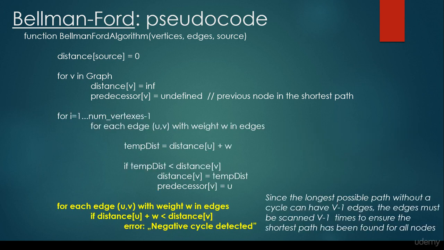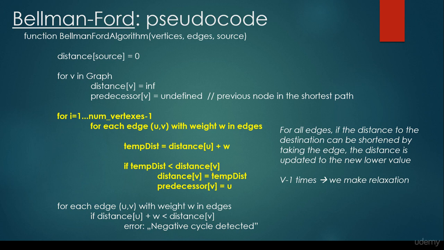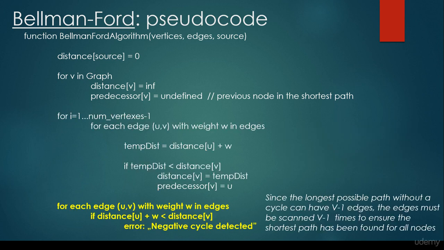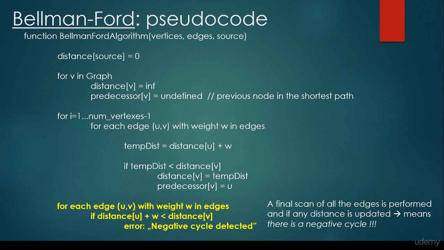And it's very important that this is the last step for Bellman Ford algorithm. We have to make another check whether there is a negative cycle or not. Since the longest possible path without a cycle can have V minus 1 edges, and we make V minus 1 iterations here, so the edges must be scanned V minus 1 times to ensure the shortest path has been found for all nodes. And the final scan of all the edges is performed, and if any distance is updated, it means that there is a negative cycle. So that's why we have to make this final iteration and final check whether there is any better solution. Okay, and if there is, we know that there must be a negative cycle.